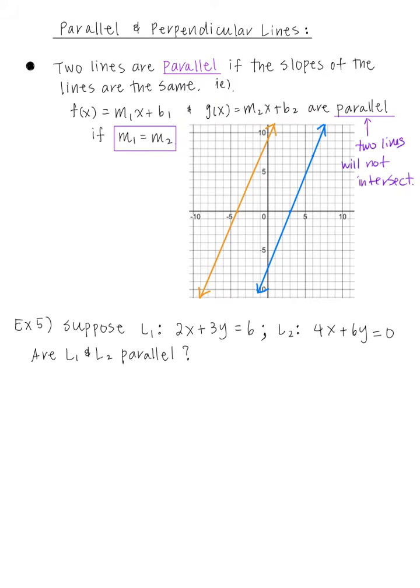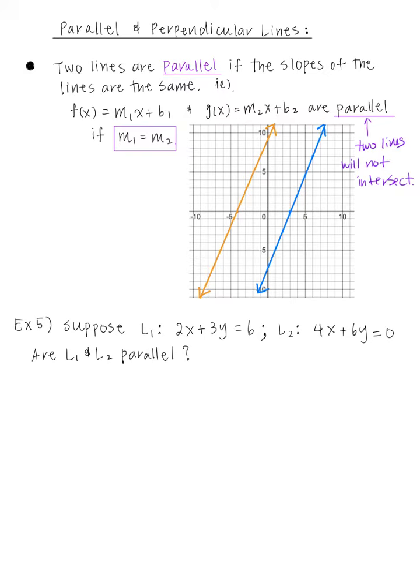So with that said, let's take a look at example number 5. Suppose the first line is given by 2x plus 3y equals 6, and the second line is given by 4x plus 6y equals 0. Are the first line and second line parallel?